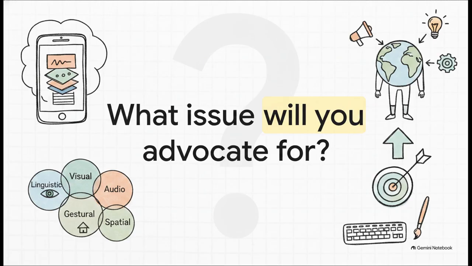So, now that you understand the rhetorical situation, the 5 modes of communication, and how to intentionally structure your ideas, I challenge you to take these tools and create a project that makes a real, tangible impact in the world.